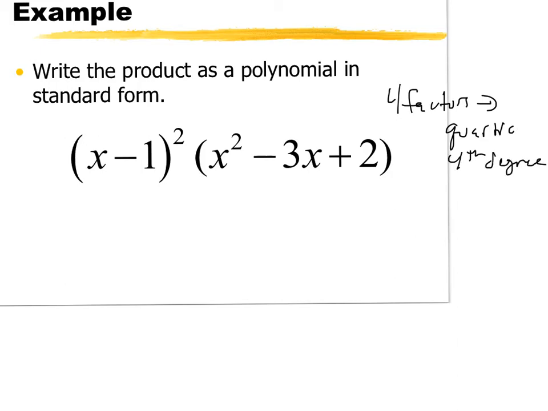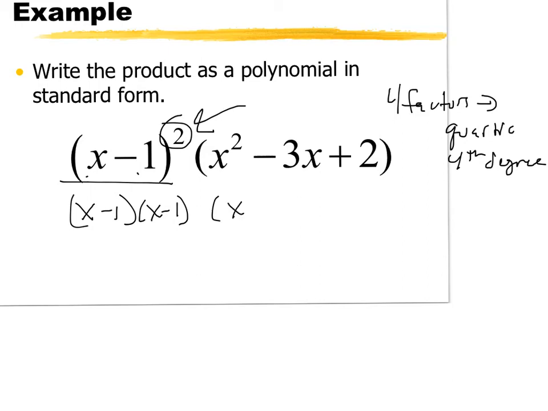Okay? So first things first, I want to talk about this piece. This means that I have 2 x minus 1's. So I'm multiplying 2 x minus 1's together. I'm going to do that first. And there's a quick way to do it, but we'll go through the process first. We're going to FOIL, right? x times x, x times negative 1. Basically what happens is the first term is going to be x squared. The last term is going to be negative 1 times negative 1, which is a positive 1.